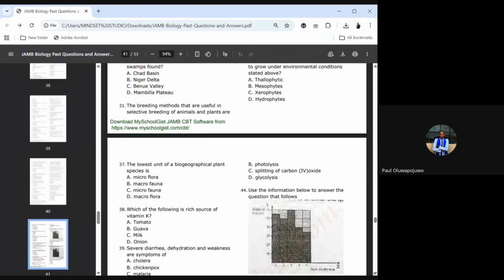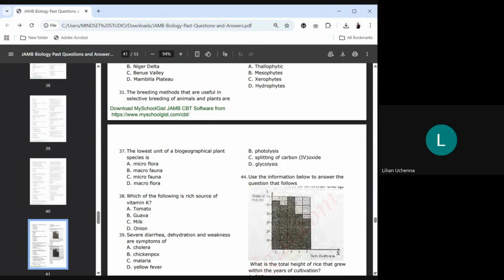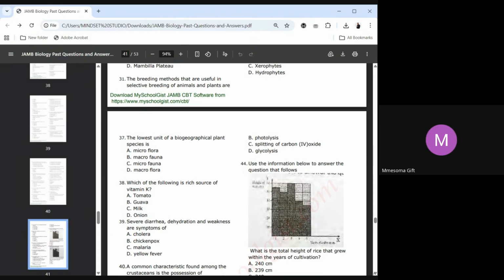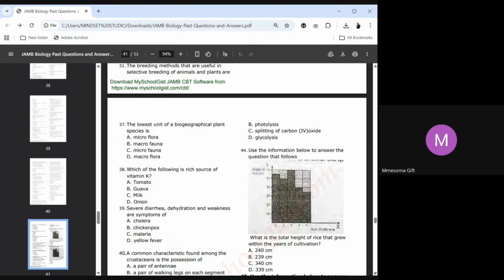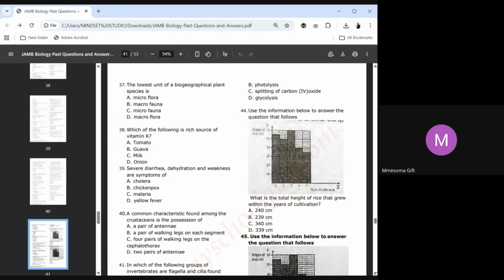Signature for this class. Please, who is chewing? It is too loud. Someone is chewing and it's too loud. Who is it? I don't know who is eating. The thing is too loud. Hey, yeah.